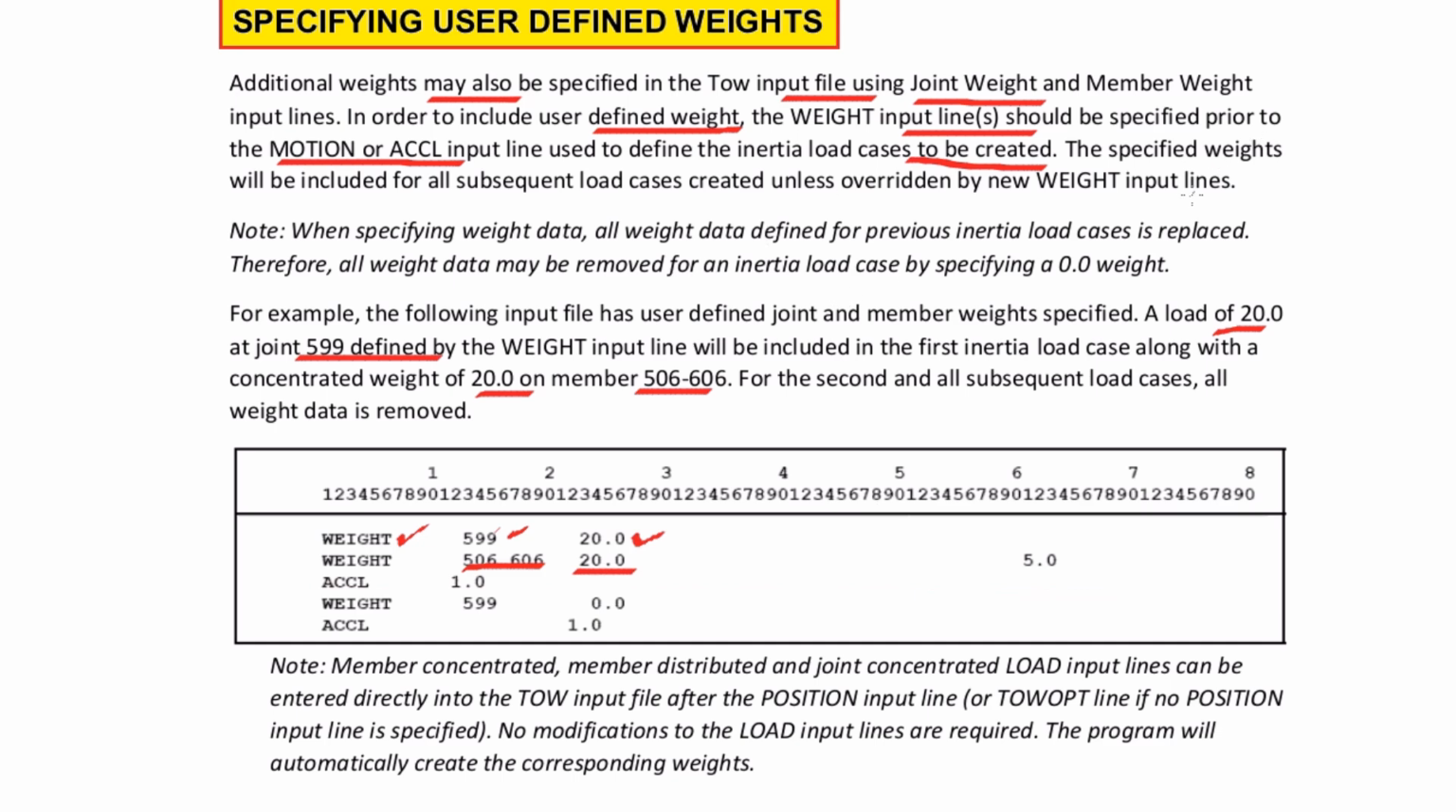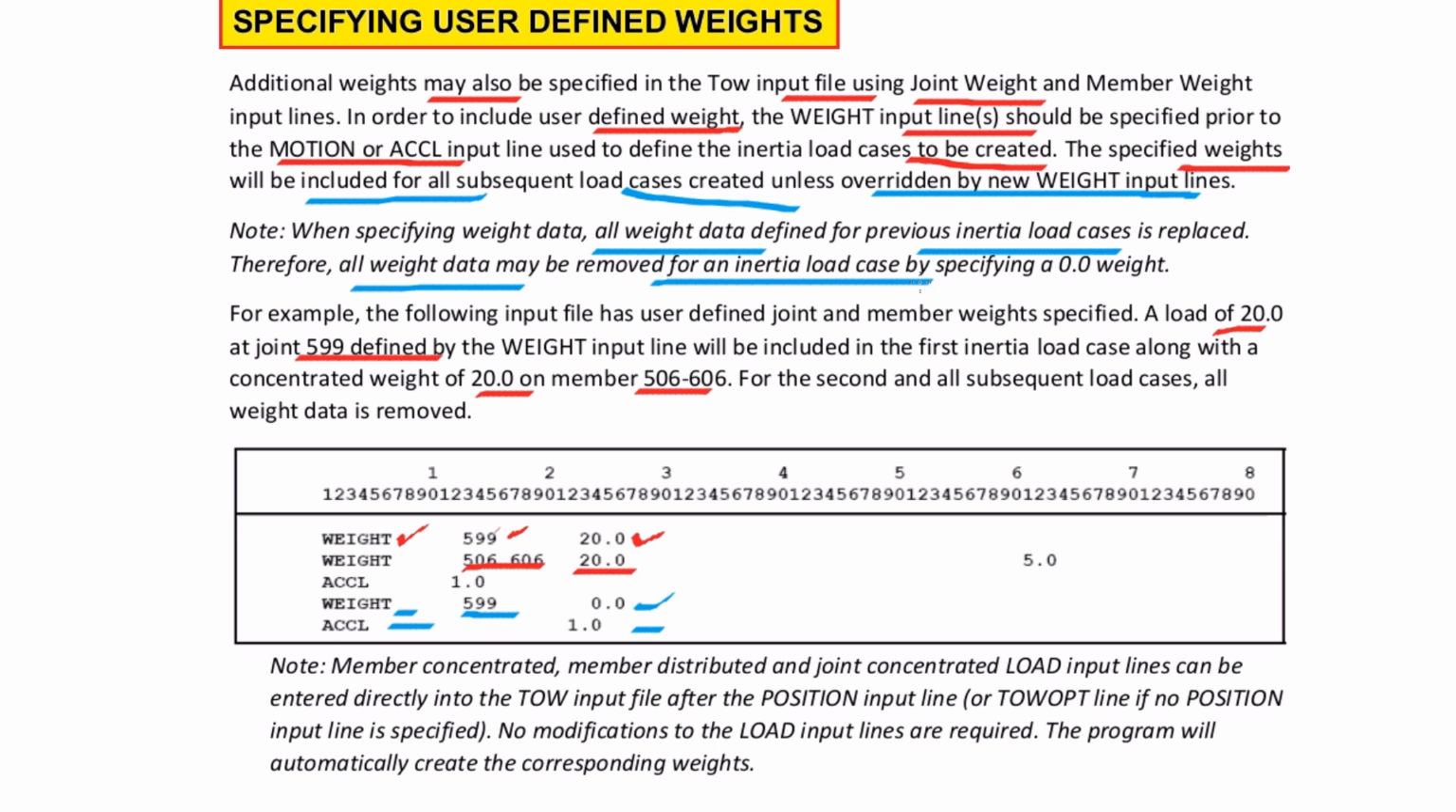The specified weights will be included in all subsequent load cases created unless overridden by new weight inputs. So here, if you see the new weight input, weight 599 0.0, that means the next acceleration load will create 0 only, because of 0 mass. When specifying weight data, all weight data defined for the previous inertial load case are replaced. Therefore all weight data may be removed for an inertial load case by specifying 0.0 weight.